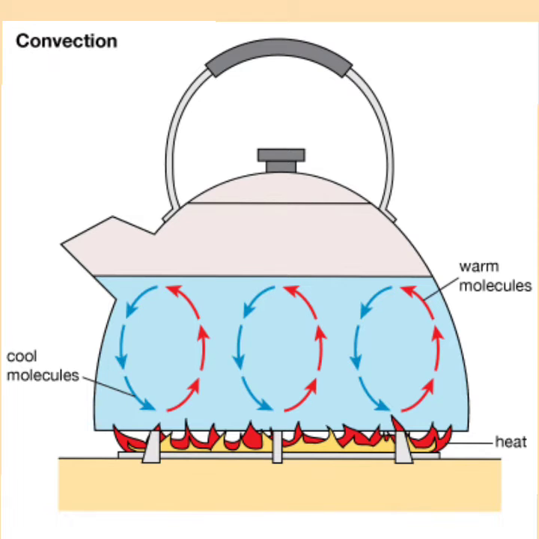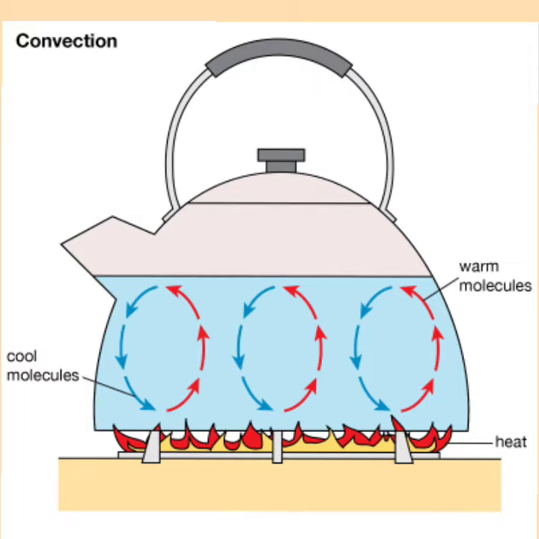How does convection occur? Convection can take place in fluids because the molecules are free to move about. When a fluid is heated, it expands, becomes less dense, and therefore rises, carrying heat along with it. The cold fluid, being denser, sinks down to the heat source.